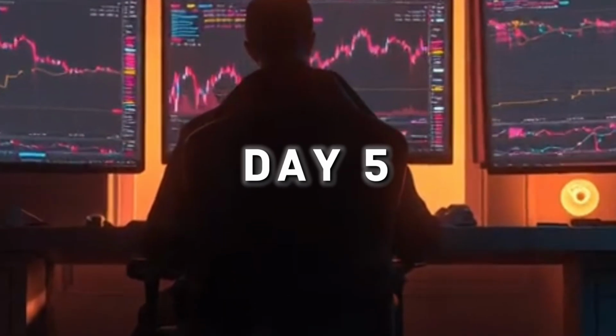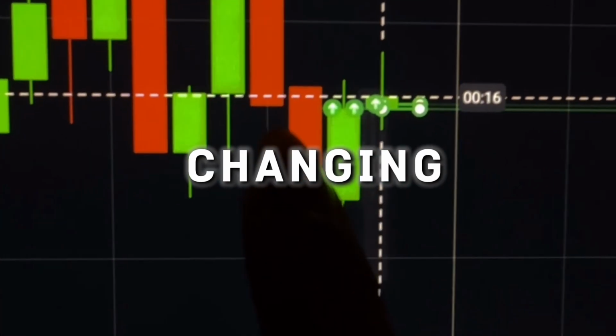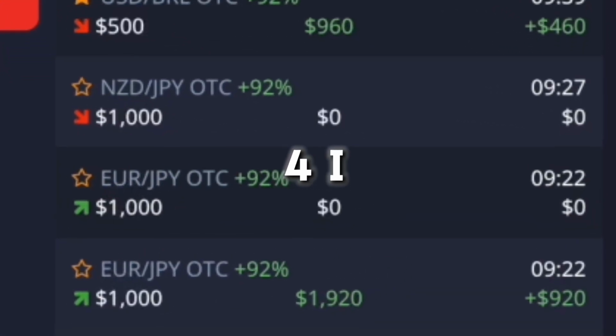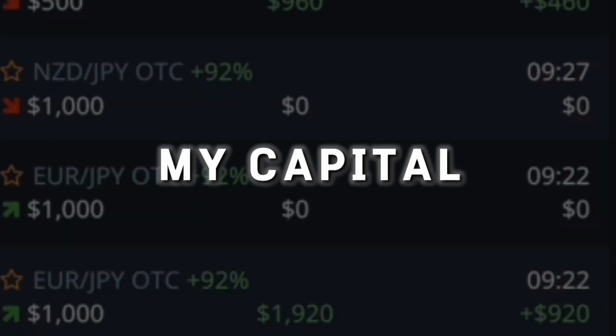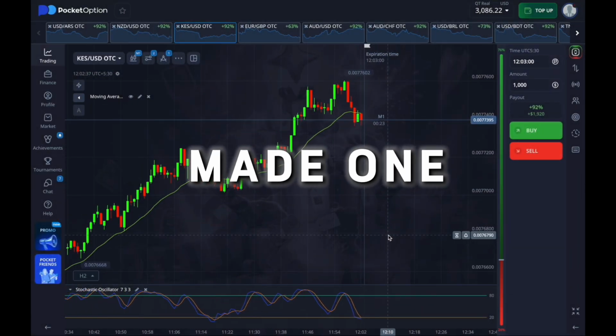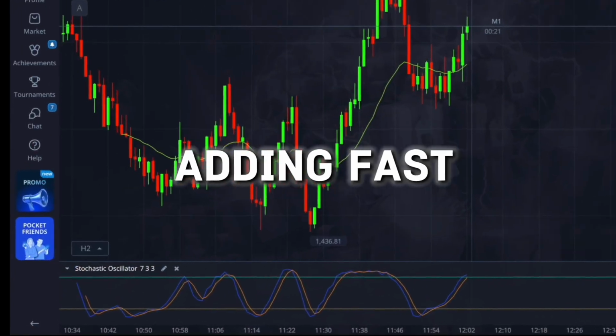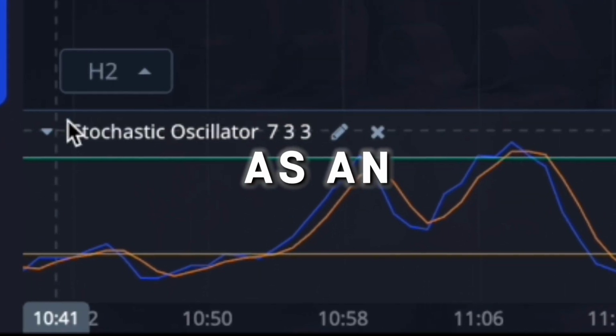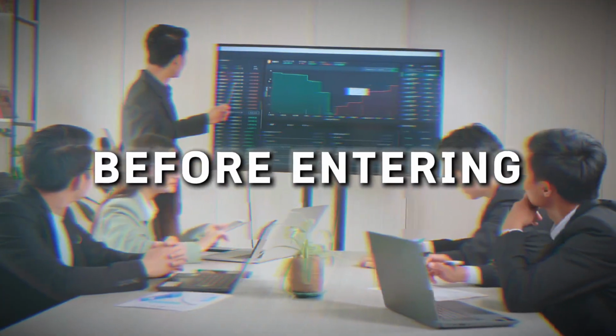This is day 5 of my $200 to $10,000 Pocket Option challenge, and today I'm changing the way I trade. In day 4, I almost blew my capital, so today I have made one major change to my strategy. I am adding the Fast Stochastic Oscillator as an extra layer of confirmation before entering any trades.